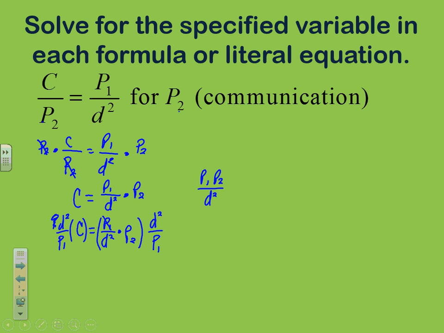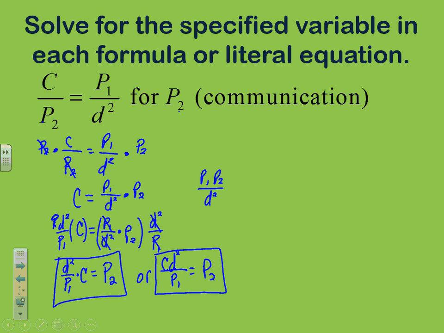So here, p1 here and p1 here simplify to be 1. D squared and d squared simplify to be 1. And all I'm left with is p sub 2 on the right side of the equal sign being equal to d squared over p sub 1 times c. And you can write it like that, or you could write it as c d squared over p1 equals p2. Either way would be perfectly fine.